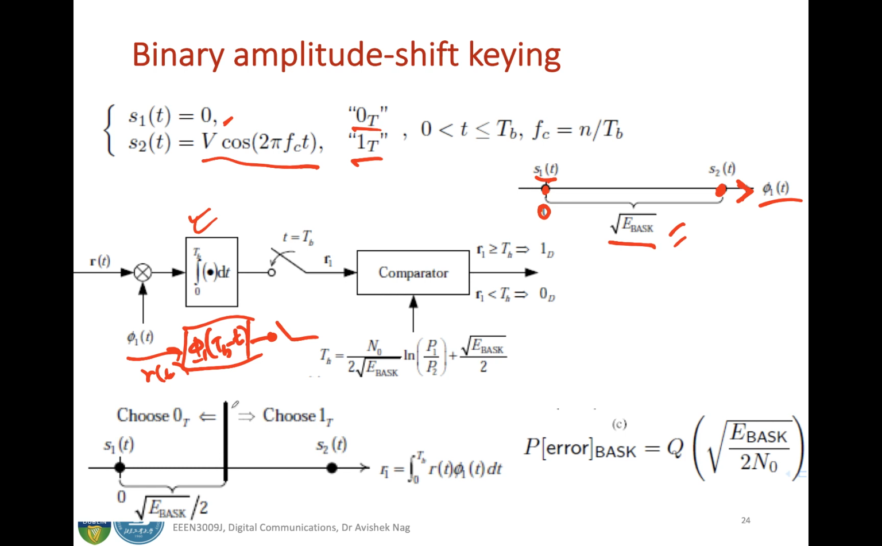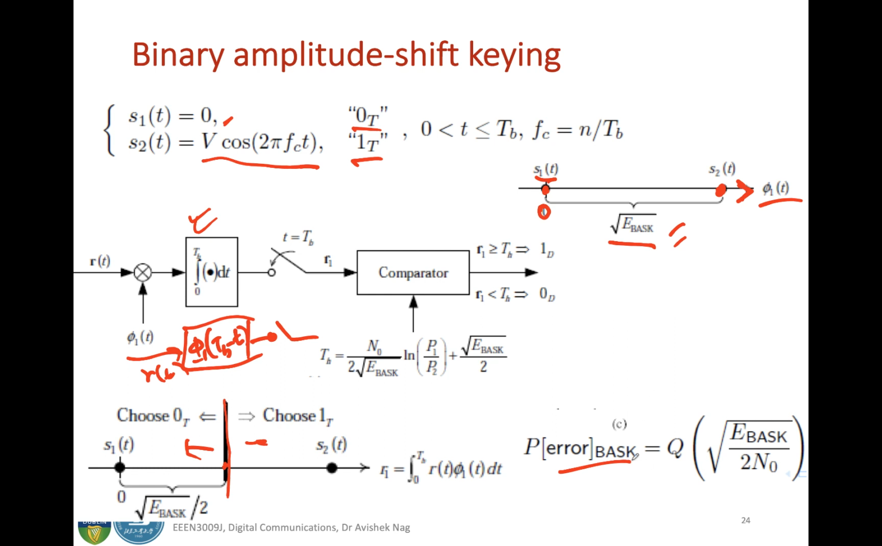You can have a decision boundary which is halfway between the two signals, a perpendicular bisector of the line joining the two signals. If the received signal falls here, you choose 1. If it falls here, you choose 0. And you can calculate the probability of error by using that formula which we derived.